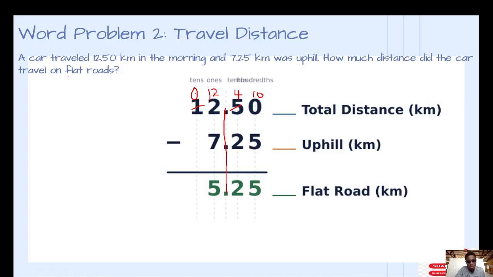Remember, this is 0 and there is nothing wrong when you leave it as such. So we now have 5.25 as our final answer, which the car spent on the flat road, and it is in kilometers. I hope we are following this example keenly.